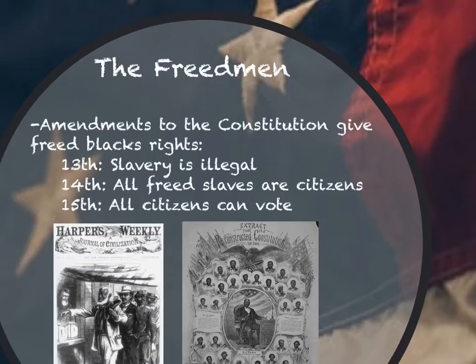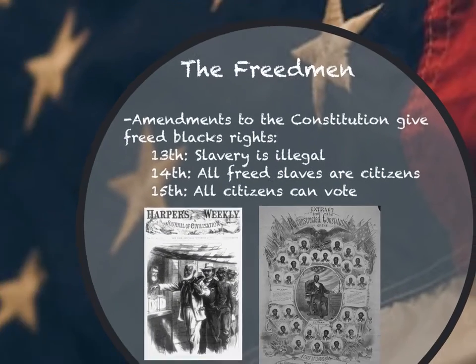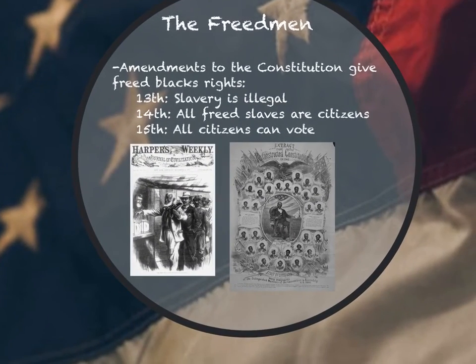Lincoln's dead. They come up with three amendments to try to help freedmen, to help these freed slaves. The first one is the 13th Amendment, which says slavery is illegal. You can't have slaves anymore. And this is one that Abraham Lincoln helps to carry out. The next one is the 14th Amendment, which says all freed slaves are citizens. So if you are a freed slave, you are also a citizen now.